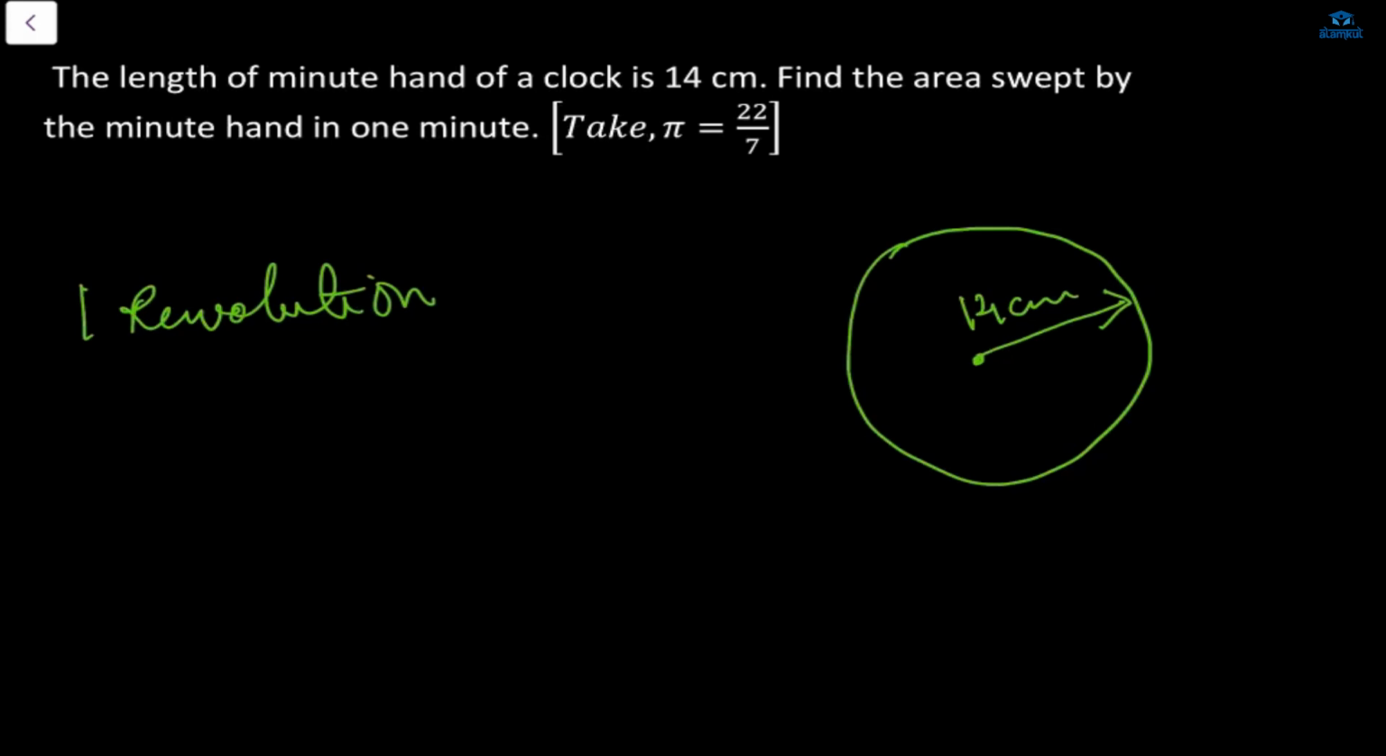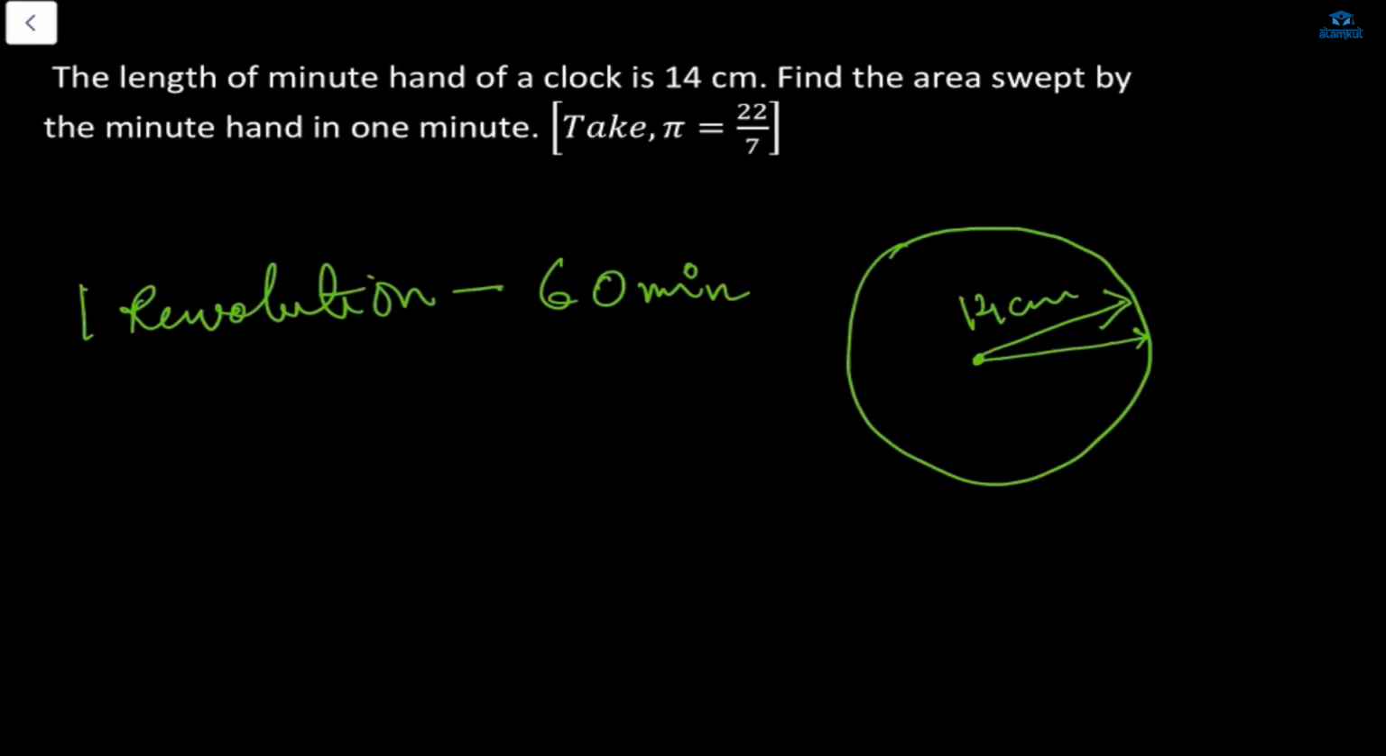So in 1 revolution, we are just going through the question. In 1 revolution 60 minutes are there. Am I right? In 1 revolution 60 minutes are there, and we are talking about only 1 minute. In 1 minute, what is the area, with the length of the minute hand as radius?